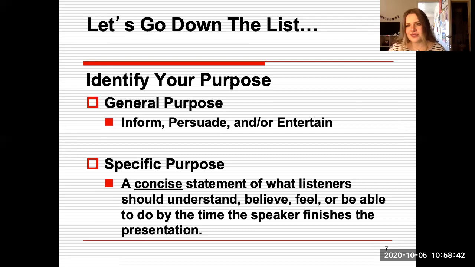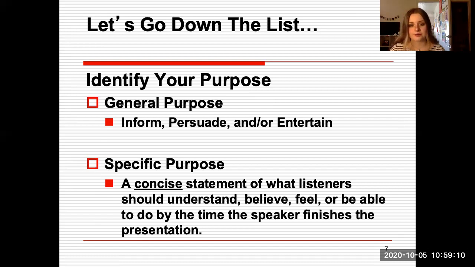You know, it's never fun to do a project on something that you don't like. And so a specific purpose is going to be a concise statement of what listeners should understand, believe, feel, or be able to do by the time the speaker finishes the presentation. And for our speech, we'll get into more detail. The example I give later is about red wine.